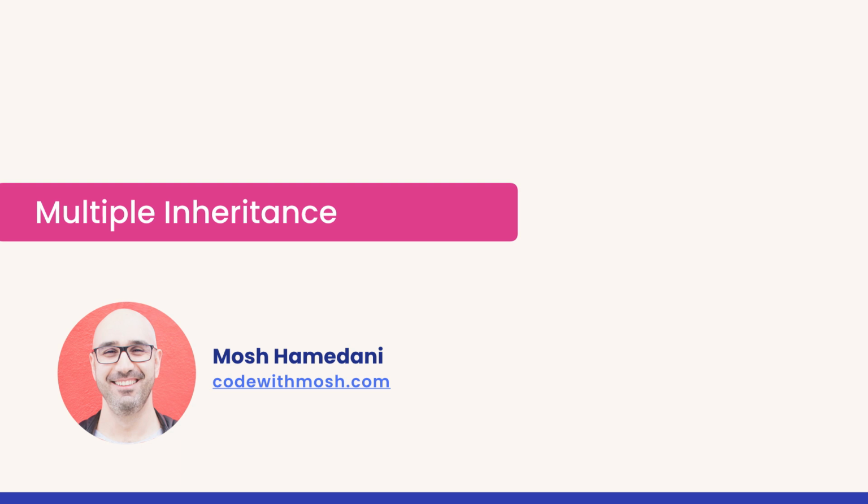In some programming languages like C++ and Python, a class can have multiple parents. This is what we call multiple inheritance. Designers of Java have decided not to implement this feature because it brings a number of complexities.